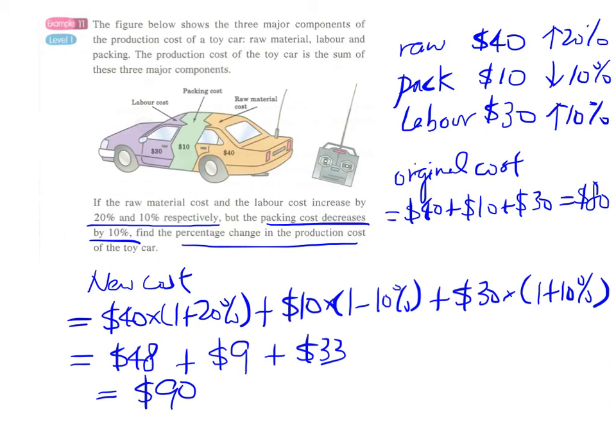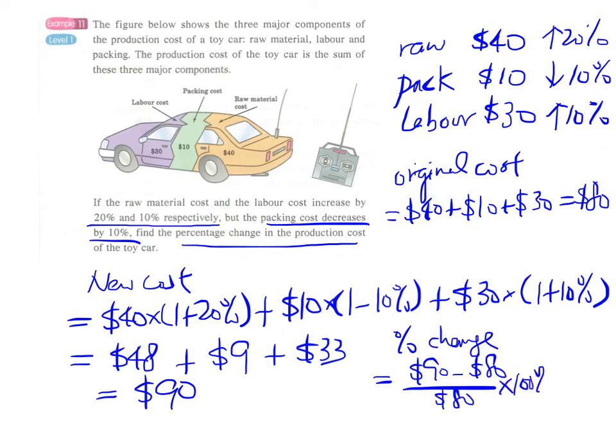But don't forget, we have to find the percentage change, not the final production cost. So the percentage change will be $90 minus 80 over the original value times 100%. So this will be a 12.5% increase.